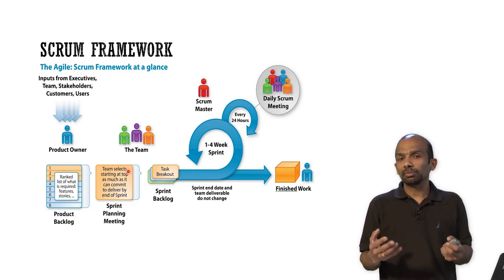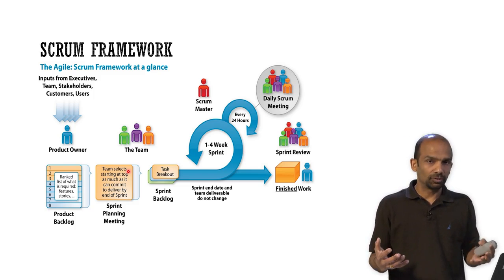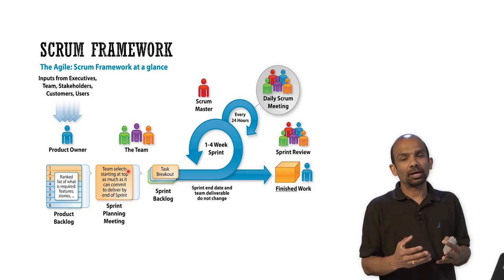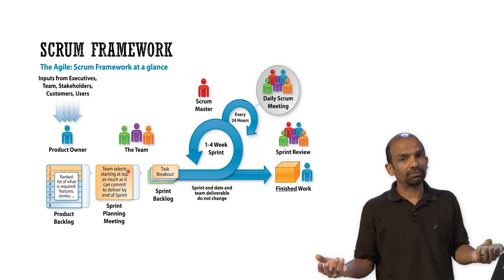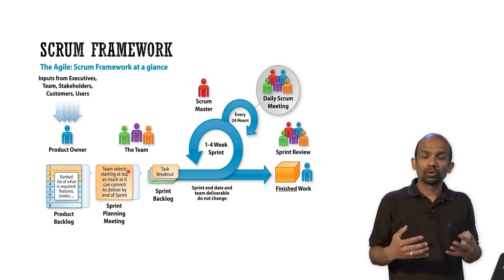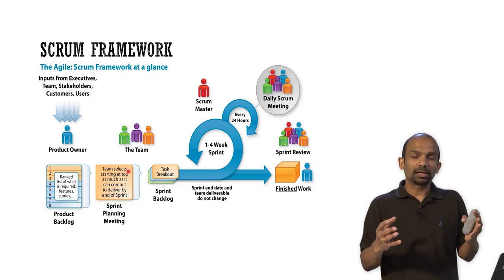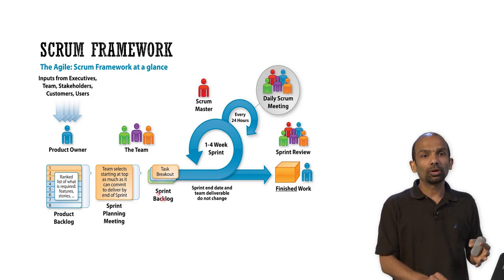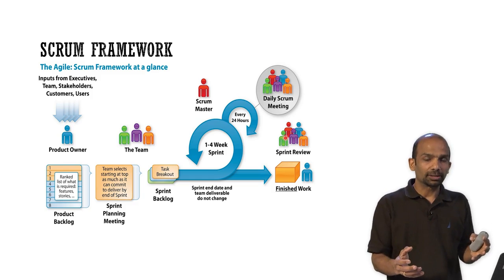There are two other meetings that happen at the end of the sprint. The first one is called the sprint review, where the whole team gets together with the stakeholders, with the client, and demonstrates the work that they have done and gets the feedback. So in that meeting, the stakeholders may say, well, I have an additional idea, I think we should do that also. Or they may say that let's tweak some of this functionality.